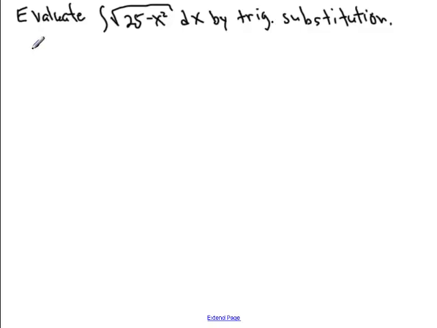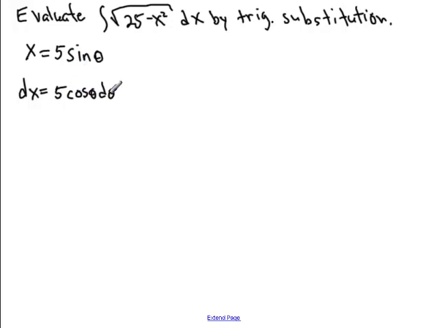As our first example, we're going to evaluate the integral of the square root of 25 minus x squared by trigonometric substitution. The substitution we're going to make is x equals 5 sine theta. This is not an obvious substitution in the least. However, after you see an example, you'll start to see why and where this is going. The first thing you would probably want to know is, what about the differential? Well, the differential is going to be dx equals 5 cosine theta d theta.